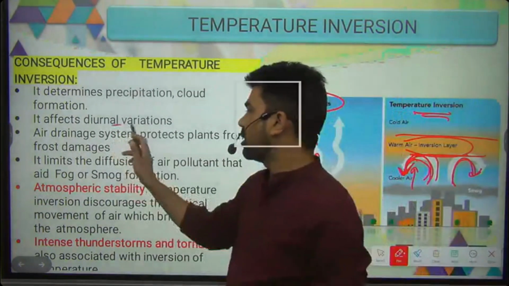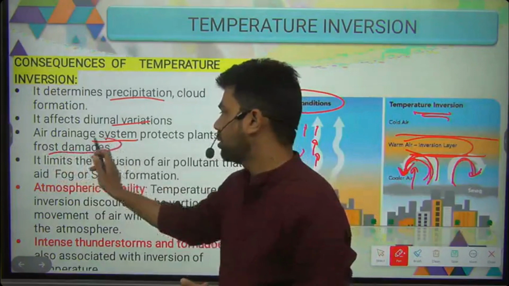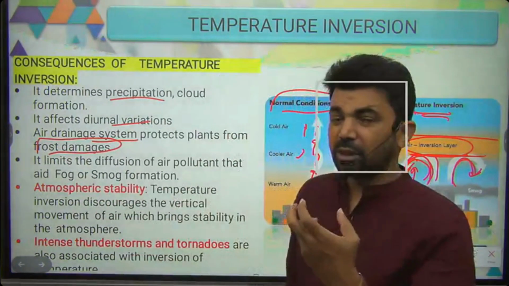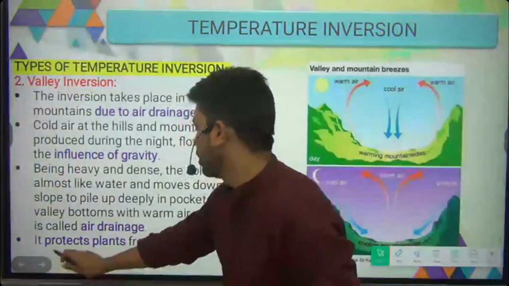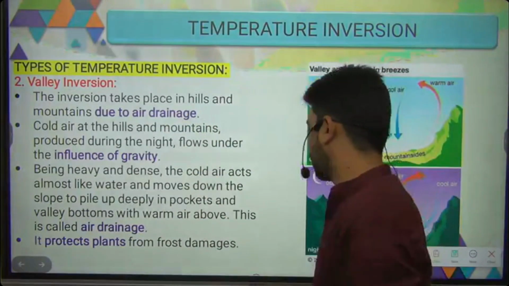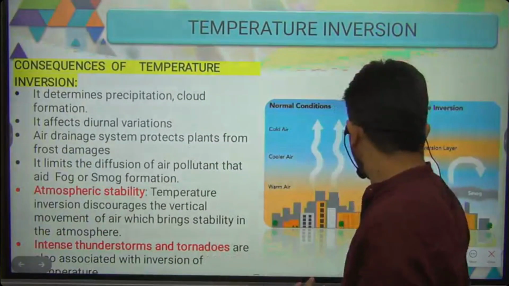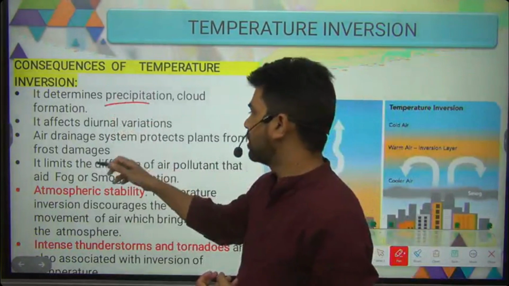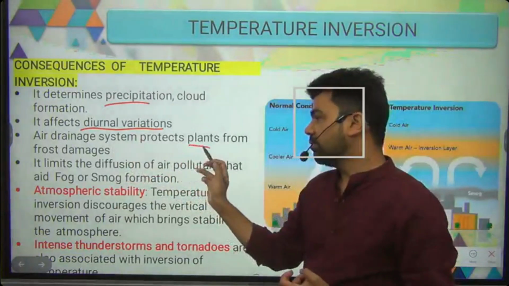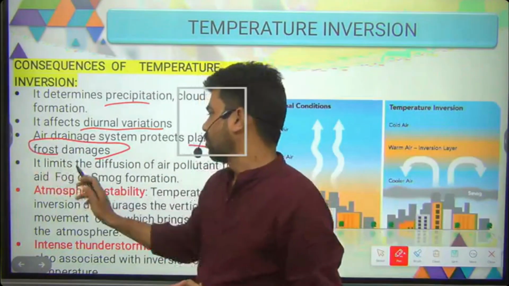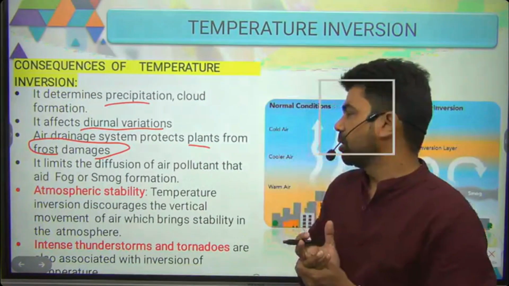Okay, it affects diurnal variations. The air drainage system protects plants from frost damage. Just a little while ago we saw how in the valleys the temperature inversion protects plants from frost damage, the valley inversion, right? So the consequences of temperature inversions we were looking at: it determines the precipitation, cloud formation, it affects diurnal variations, and the air drainage system protects plants from frost damage, right? Then another consequence of temperature inversion is that it limits the diffusion of air pollutants that aid fog or smog formation.